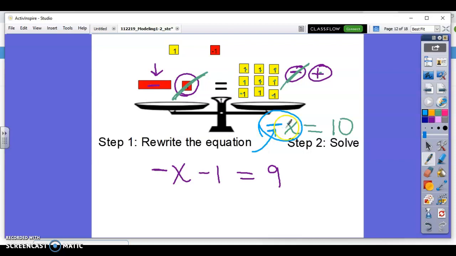So if I flip the sign or make it the opposite, that would become positive. Whatever I do here, I have to do here. So positive 10 would become negative 10. And all I did is whatever I did here, I did to the other side.